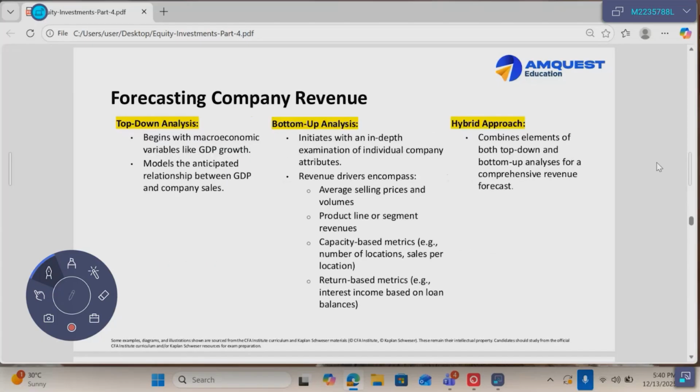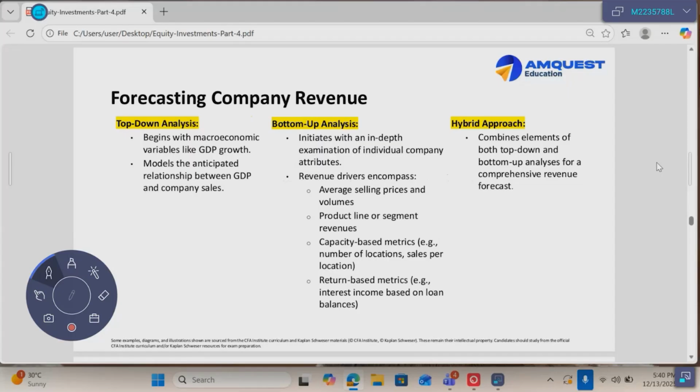So the approaches which we can use over here are the top-down analysis, which I've already said, the EIC approach, and the bottom-up analysis. That means I'll pick a company, then I'll see how the company is doing, how the management is, what is the future potential of the company, and how will it contribute to the particular industry. So in bottom up, I'm starting with the company, and in top down, I'm starting with the economy.